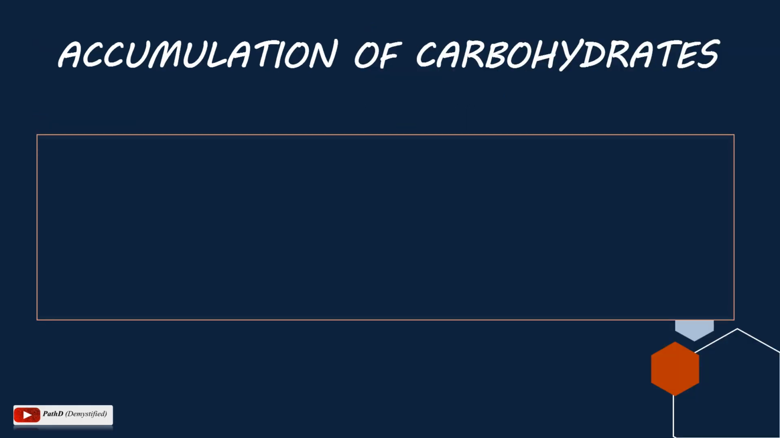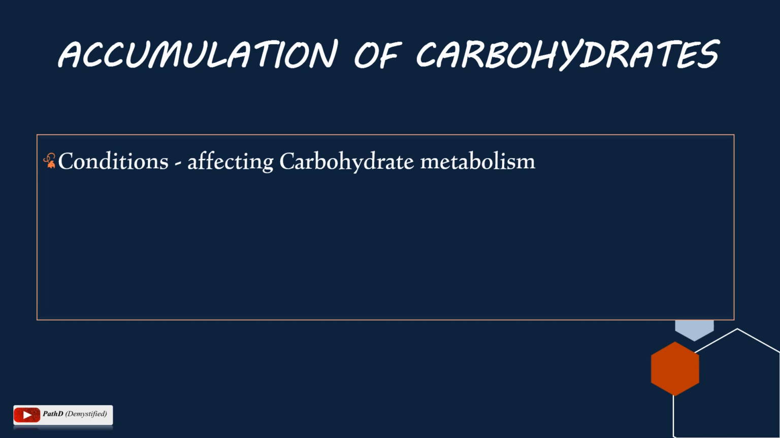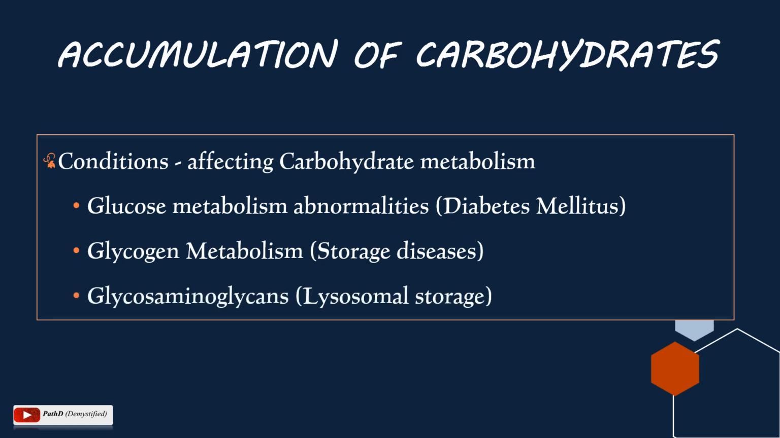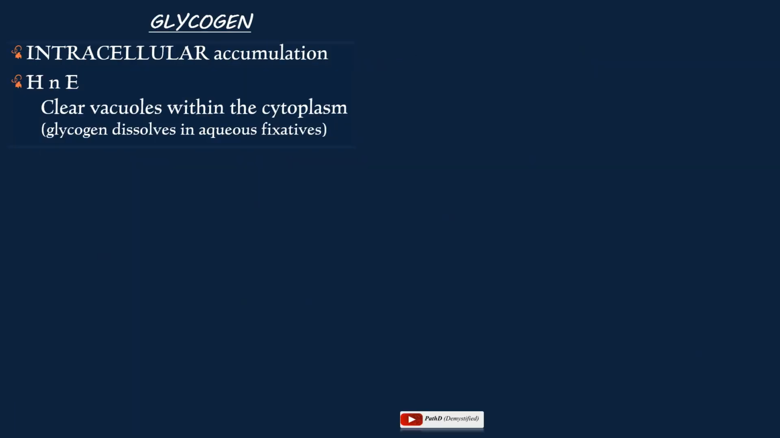So now coming on to the last part of part 2 of this mini series, that is accumulation of carbohydrates. Now, accumulation of carbohydrates can occur in conditions affecting carbohydrate metabolism. So, abnormalities in glucose metabolism, abnormalities in glycogen metabolism, and abnormalities in glycosaminoglycan can lead to accumulation of carbohydrates. Let us see how. So first, glycogen.